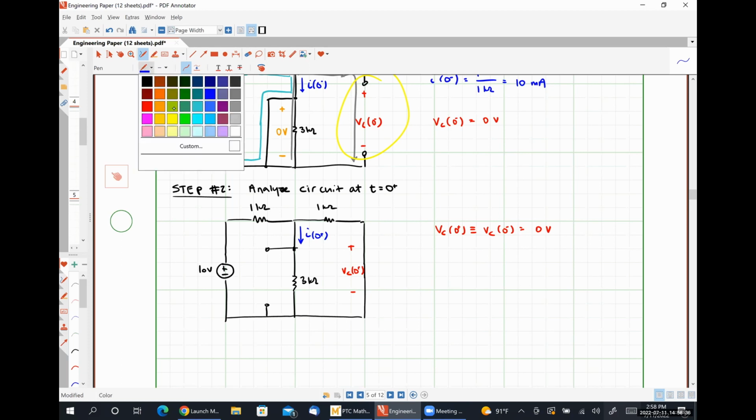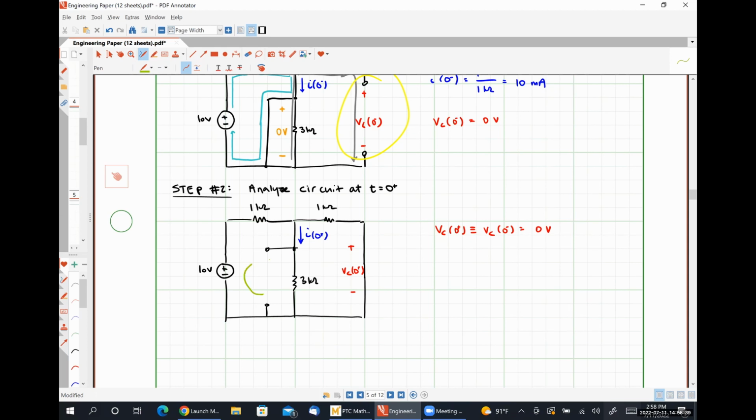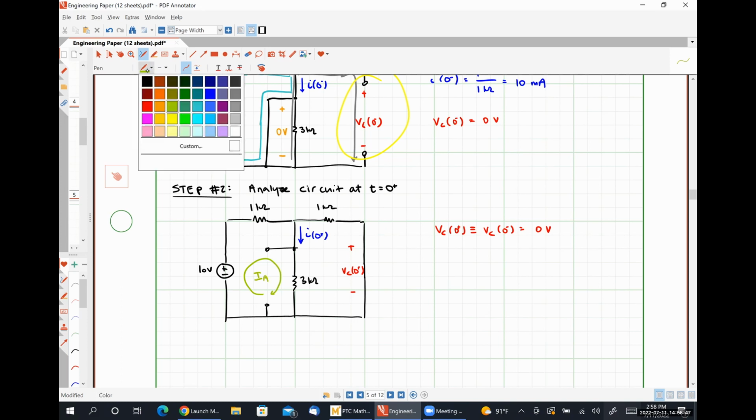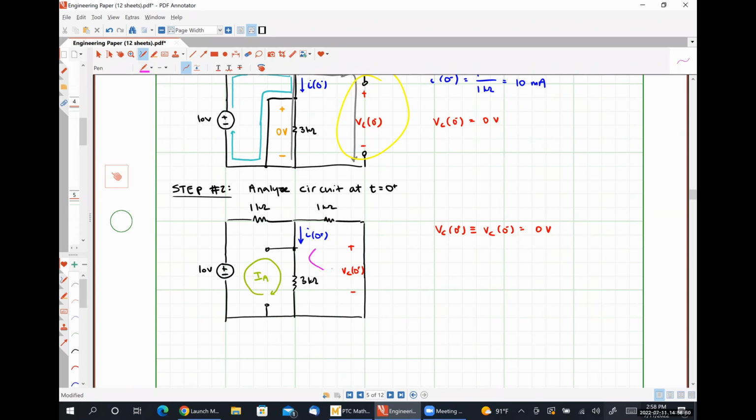So let's call this mesh current IA, and this mesh current IB. We don't have any dependent sources, so we don't have to write any controlling variable relationships. We also don't have any current sources, so we don't have to write any current relationships, so we can just jump straight ahead to our KVL expressions.